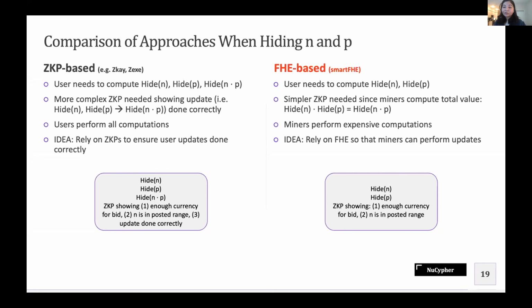On the right, we have a fully homomorphic encryption-based approach, as would be in SmartFHE. And you can see on the right that there are fewer pieces of information that a user might need to provide, and the zero knowledge proof is a bit simpler. So it's an easier transaction, or easier computation, for the users.